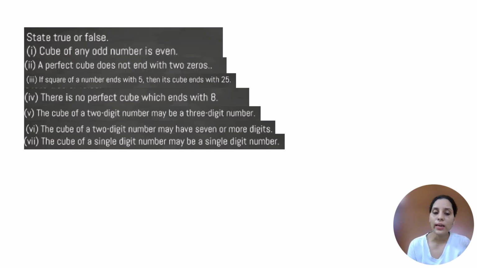Okay, cube of any odd number is even. Now let us take any odd number. What is the odd number? Let's take 3 cube. 3 cube is 27. Odd number is not even. Cube of any odd number is not even. So here when I took odd number 3, its cube is odd, right? So this is false.